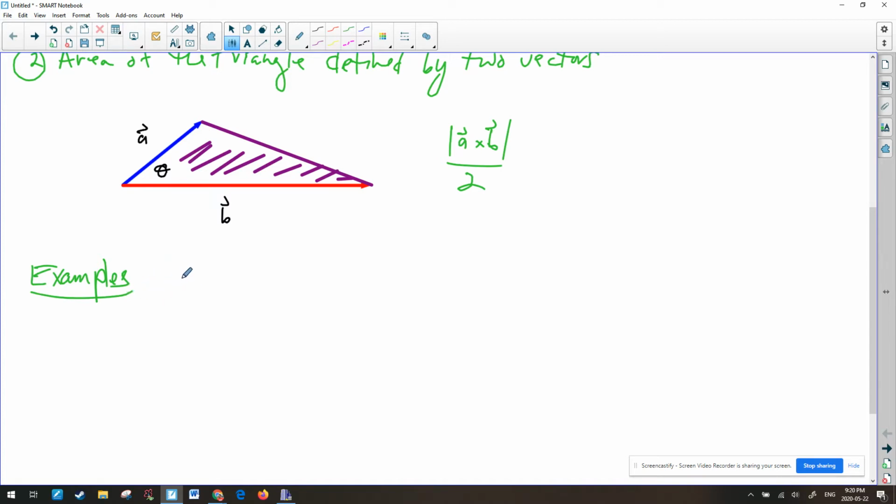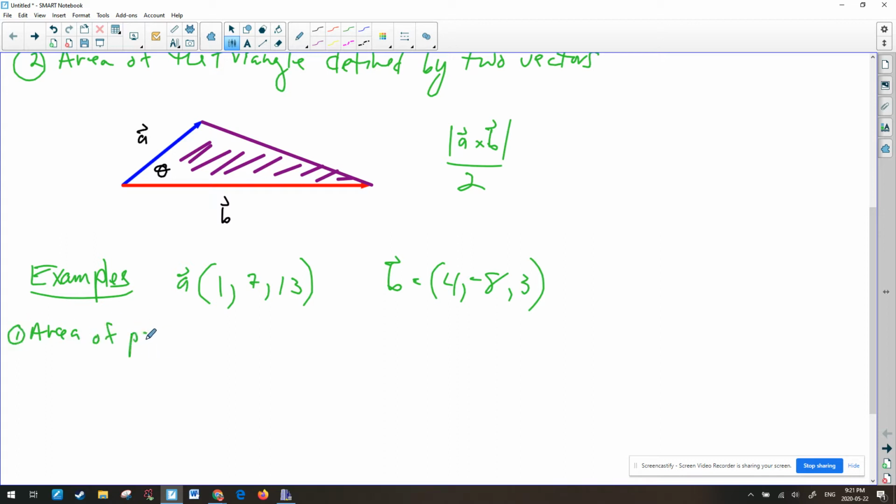Okay, so imagine that we had the vector A, which was going to be 1, 7, and 13, and then vector B is going to be, well, how about 4, -8, and 3? And what I want you to do is a few things. I want the area of the parallelogram defined by these. So first question is area of parallelogram. And the second question is going to be area of the triangle.